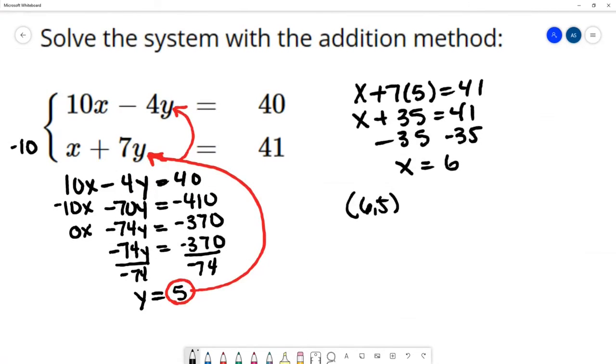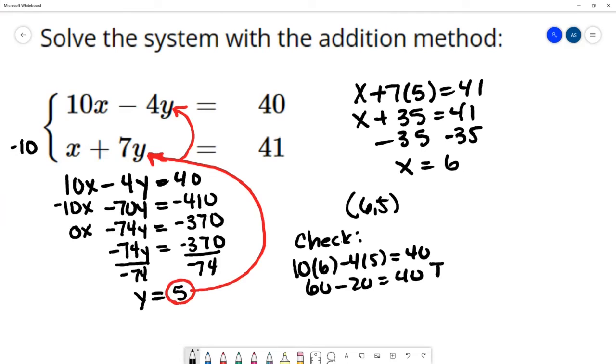We can check our work to make sure we didn't make any mistakes. In the first equation, if we substitute 6, 5, we would get 10 times 6 minus 4 times 5 equals 40. 60 minus 20 equals 40, and that's true. And let's check the other equation. We would have 6 plus 7 times 5 equals 41. 6 plus 35 equals 41 is also true. So this is the solution to our system of equations.